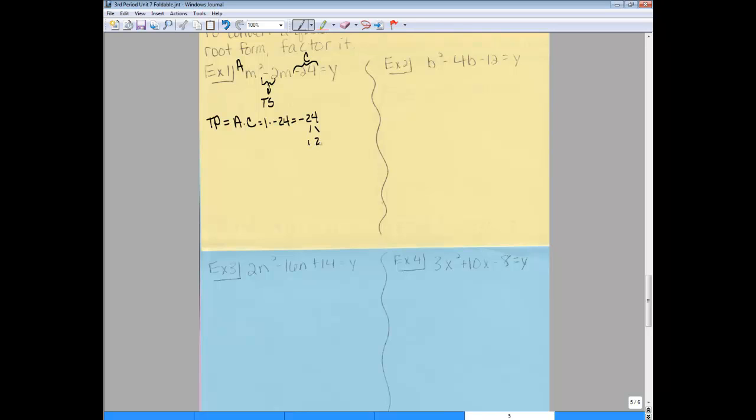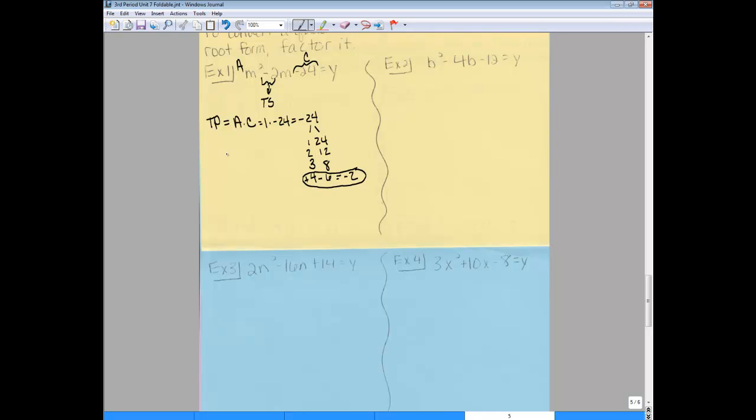We have 1 and 24, 2 and 12, 3 and 8, 4 and 6. And we need to make it negative, and we're trying to add to get -2. So which one of these can we put together to make -2? If we have a positive 4 and we subtract 6 from it, that would give us -2. So this is what we're going to use.